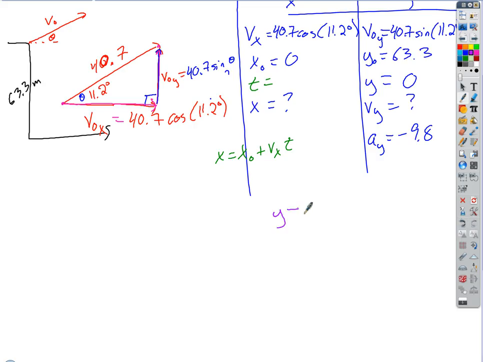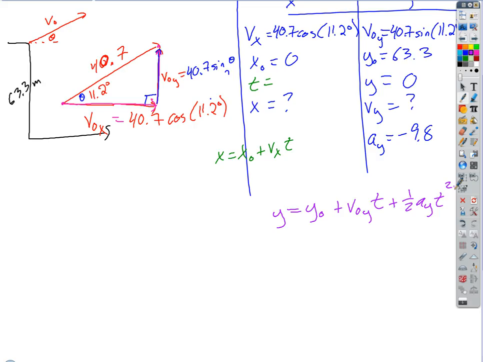So y equals y naught plus the y component of velocity times t plus 1/2 a sub y t squared. Right? That's a lot of letters. Okay, and we're going to solve for t, right? So what stuff do we know?